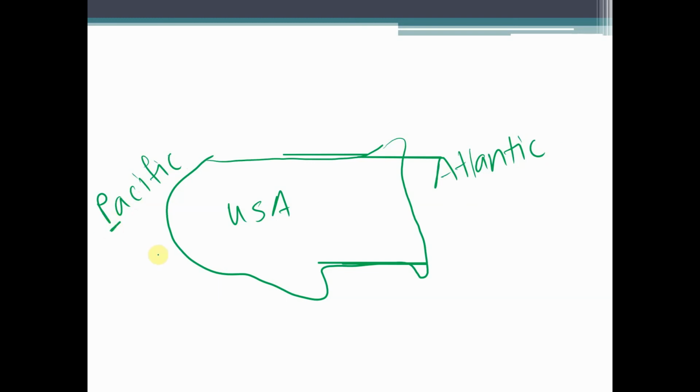Pacific starts with a P. Do you know what else starts with P? Present. Over on the right, we have Atlantic, which starts with A. Do you know what else starts with A? Absent.